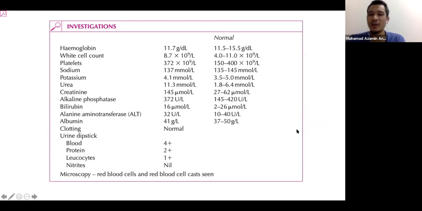Kita kena, I think we need to be very quick sebab I think one case pun dah half 11 dah, 1.5 hours dah kita on this case. So we need to be very quick. Come on. All right. So what's your conclusion on these investigations?